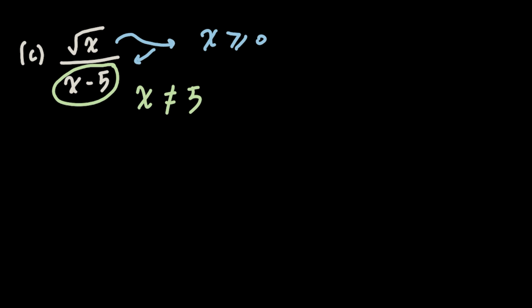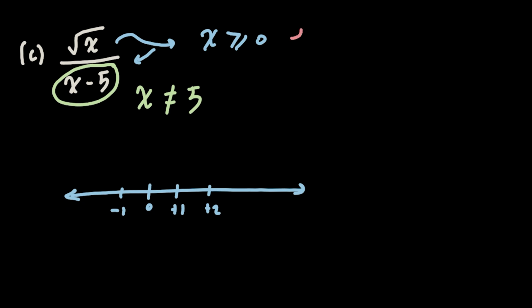So let's see the real line. This is the real line. Here we have 0, here's -1, here's +1, and here's +2. From this condition, this is the domain. It's all the numbers, including the 0. So it's all the positive numbers.